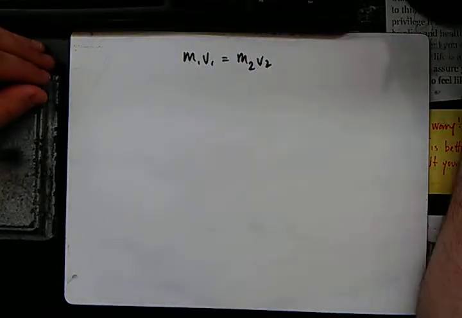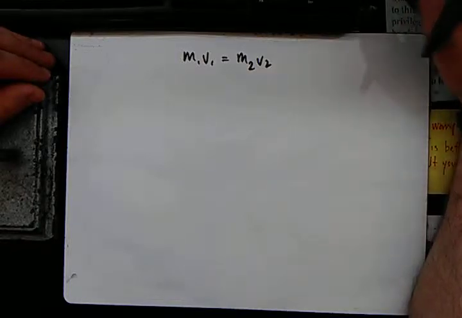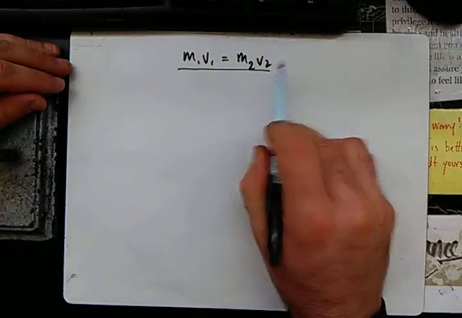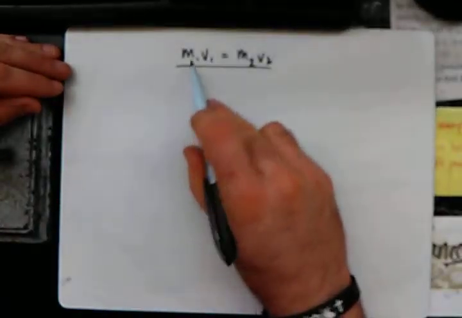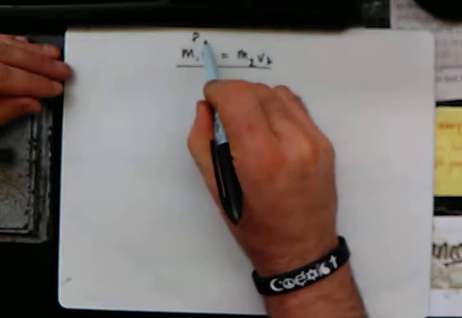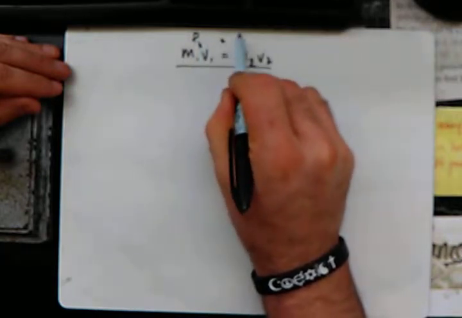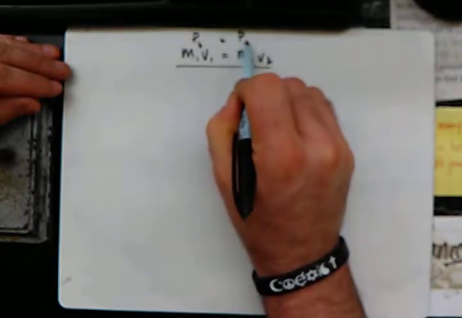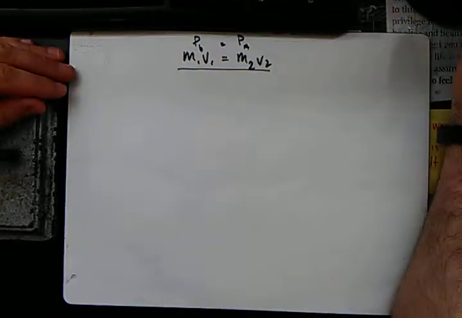Hey guys, I'm going to do just an example of an explosion. Let's take a peek at what's happening here in this example. What I've written on here was momentum. We'll say momentum before is equal to momentum after: M1 V1 is equal to M2 V2.